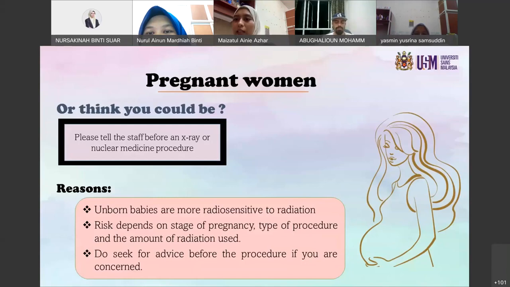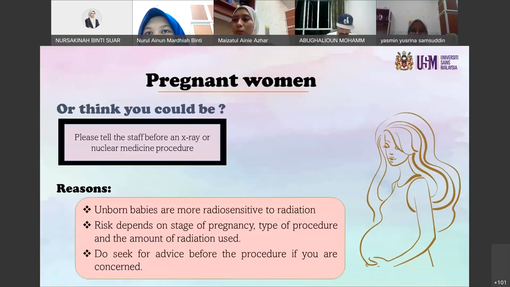This is because the unborn baby is more sensitive to radiation than adults. And the risk of the exposure to the infants may depend on the stage of pregnancy, on the type of procedure that they are undergoing, and the amount of radiation that is used. So they should seek advice from the physicians if they really need to undergo these procedures.